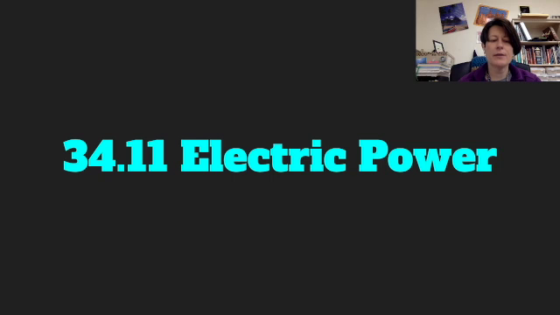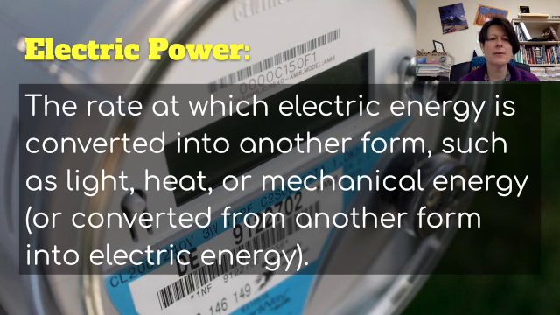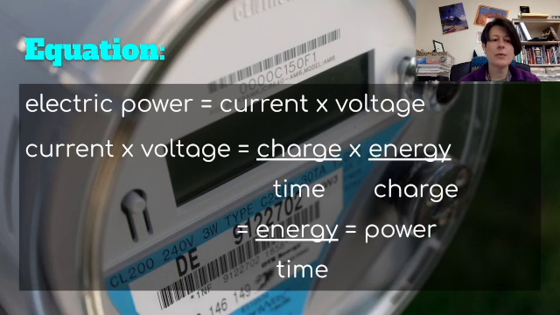So, electric power. Electric power is the rate at which electric energy is converted into another form, such as light, heat, or mechanical energy, or converted from another form into electric energy. We have an equation for electric power. It is current times voltage. And if we break down current and voltage, we see that current is charge over time and voltage is energy over charge. The charge cancels out, and so we get energy over time, which is also power. So we can use these interchangeably, current times voltage, energy over time.